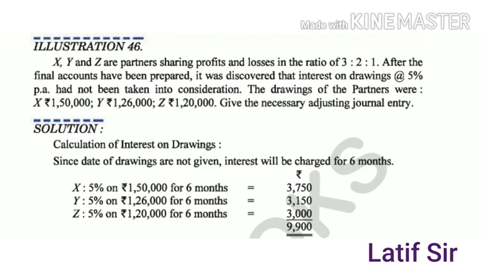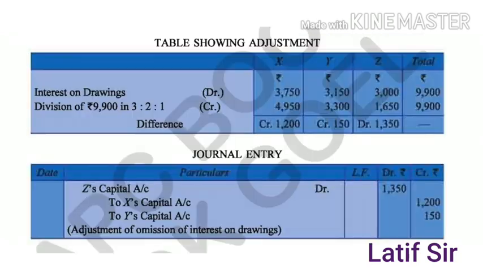Now what we will do is prepare an adjustment table again where we will debit these three amounts, because this has to be debited where it was not debited. So we will debit X account, Y account and Z account. You can find here the adjustment table, partners capital account and total. Interest on drawings is debited in partners capital account, so we are debiting it, and it was not debited earlier. So three amounts have been debited. Total comes to 9,900.